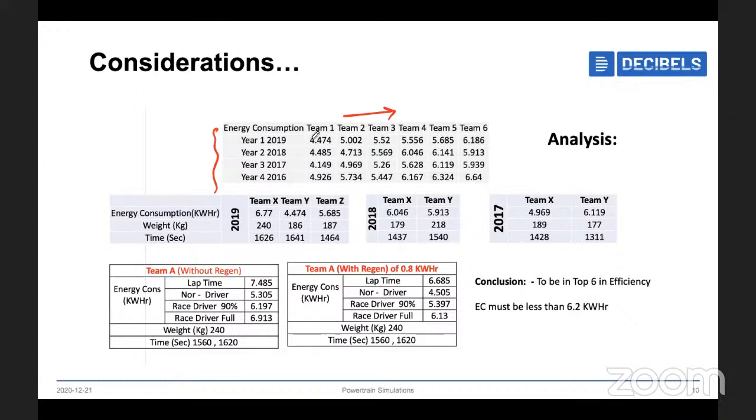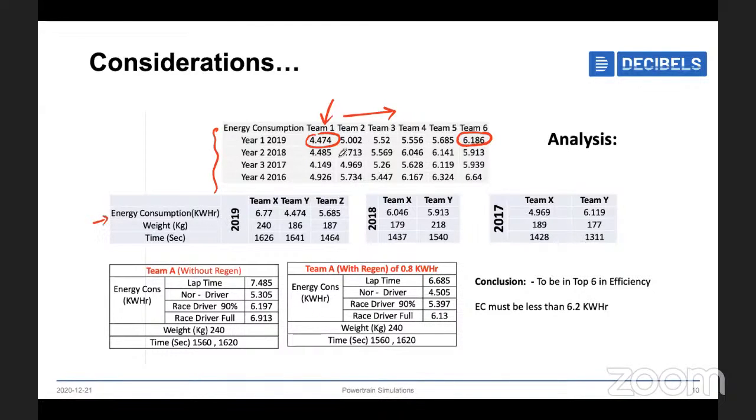So for team one, the energy consumption is 4.47 kilowatt hour, whereas the sixth team is consuming 6.186 kilowatt hour. And similarly for year two, year three, and year four. It's better to check the previous 4 years: what is the energy consumption taken by the first vehicle or the winner? We always have to target that value, because we always want to be on the top list, right? So we always have to target 4.474, or you can keep the top five or top three. It's up to the team targets. Every team will have their own targets.